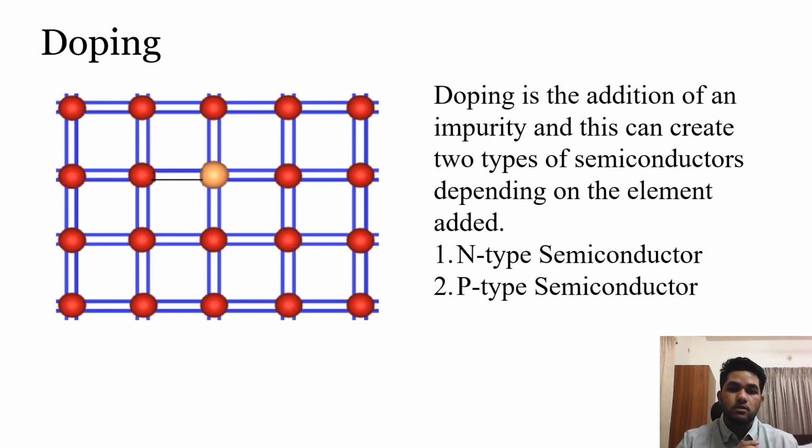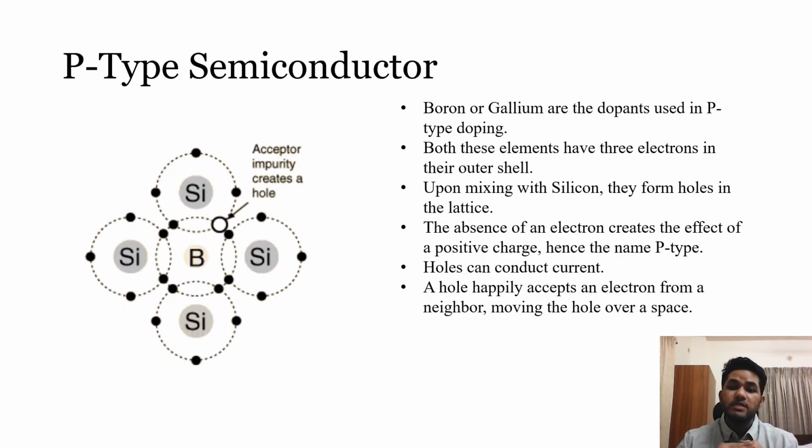Next we can see the topic is doping. Doping is actually the addition of an impurity, and this can create two types of semiconductors depending on the type of element we add. It can be an n-type semiconductor or a p-type semiconductor. In a p-type semiconductor, we add boron or gallium as dopants, and both of these elements have 3 electrons in their outer shells, and upon mixing with silicon, these form holes in the lattice.